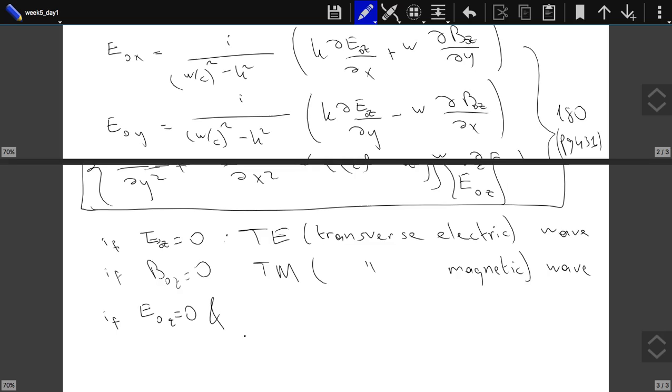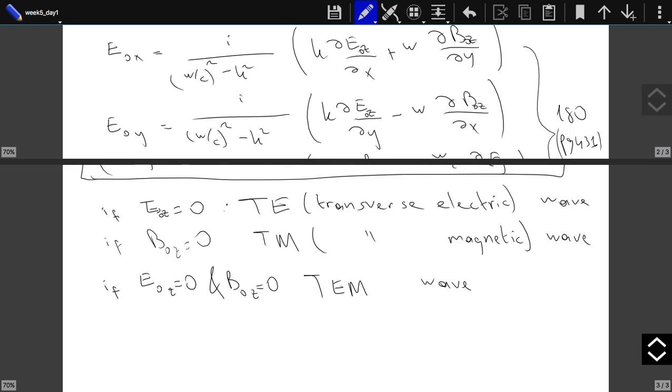And if E0z is equal to 0 and B0z is equal to 0, we call it, what would you guess the name to be? Transverse electromagnetic wave. So these are just three different kinds of waves we can have in principle in a waveguide. Now the first thing we will prove, we cannot have transverse electromagnetic wave in an empty waveguide.